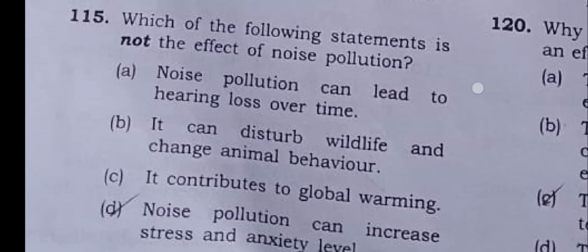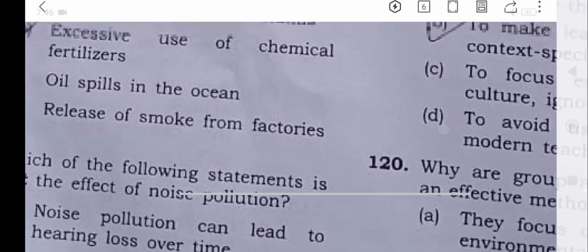Now question number 115. Which of the following statements is not the effect of noise pollution? The correct option is option number C, that is it contributes to global warming. It contributes to global warming is the wrong statement about noise pollution, which means this is the right answer for you, right?